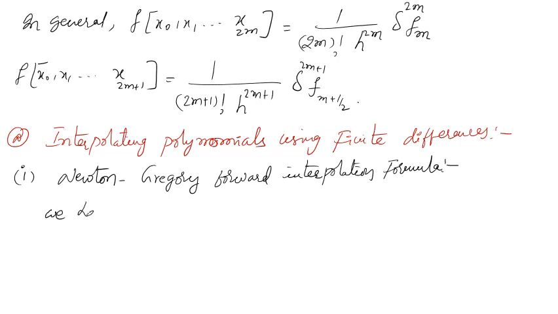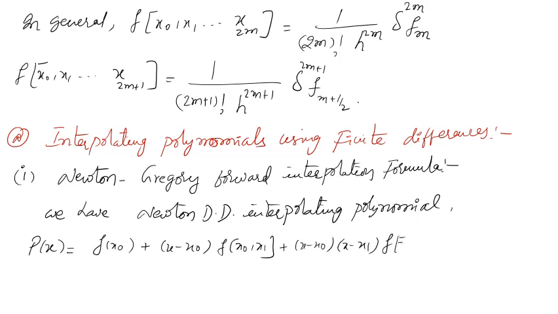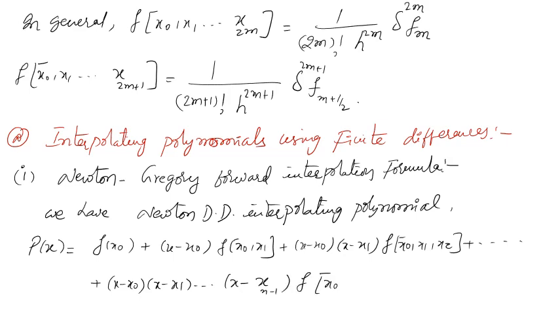We have Newton's divided difference interpolating polynomial. What is that? f of x naught plus x minus x naught into first divided difference, plus x minus x naught, x minus x1, second order divided difference, and so on. Lastly, x minus x0, x minus x1, and so on, x minus xn minus 1, this is nth order divided difference. Equation 1.